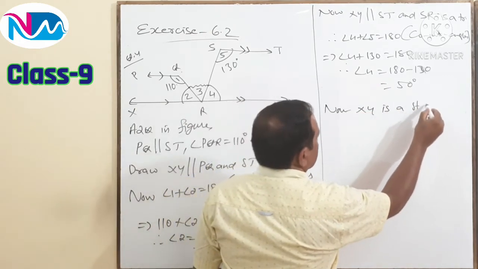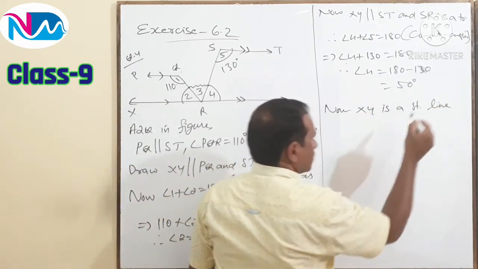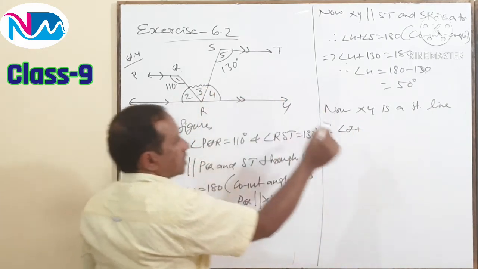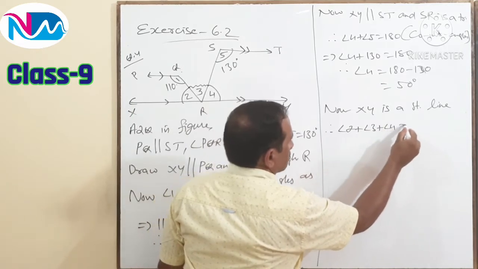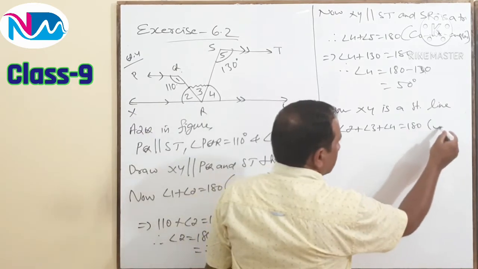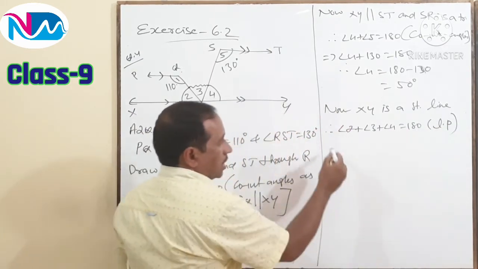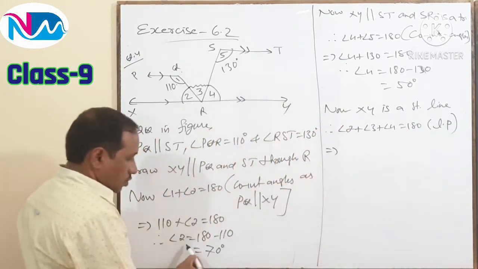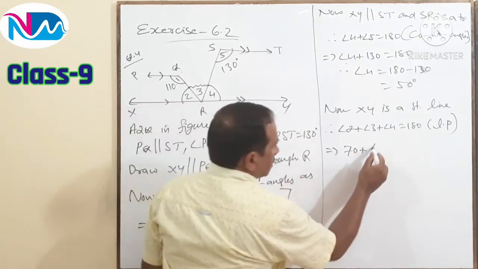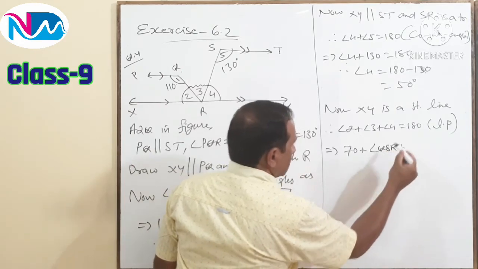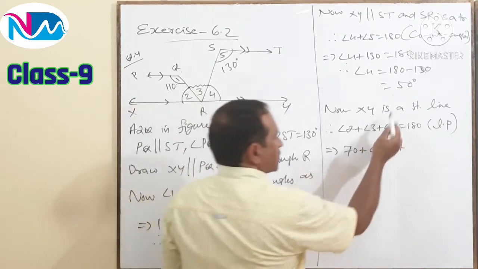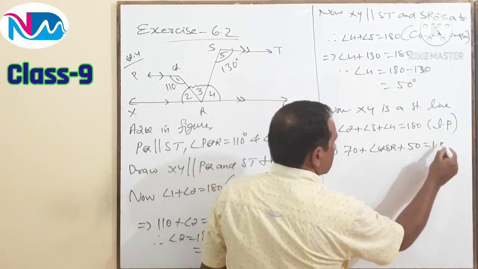XY is a straight line. Therefore, angle 2 plus angle 3 plus angle 4 is equal to 180 by the property of linear pair axiom. I substitute angle 2 is equal to 70 degree plus angle 3, which means angle QSR, plus angle 4, 50, is equal to 180.